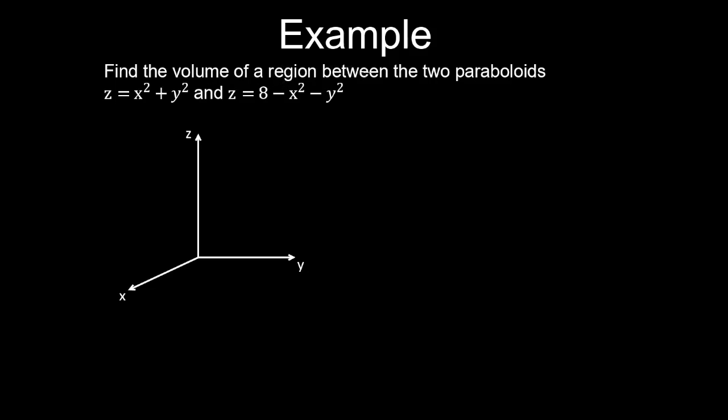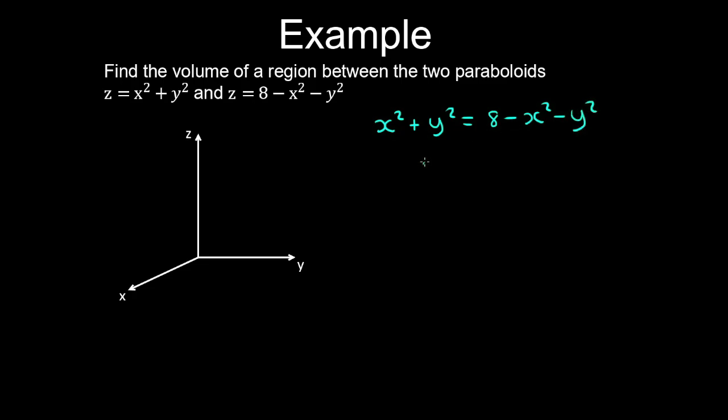Find the volume of a region between the two given paraboloids. So we recognize we have one standard paraboloid and the other paraboloid will be inverted. To find the intersection between the two paraboloids, we set them equal to each other. So we have x squared plus y squared is equal to 8 minus x squared minus y squared.